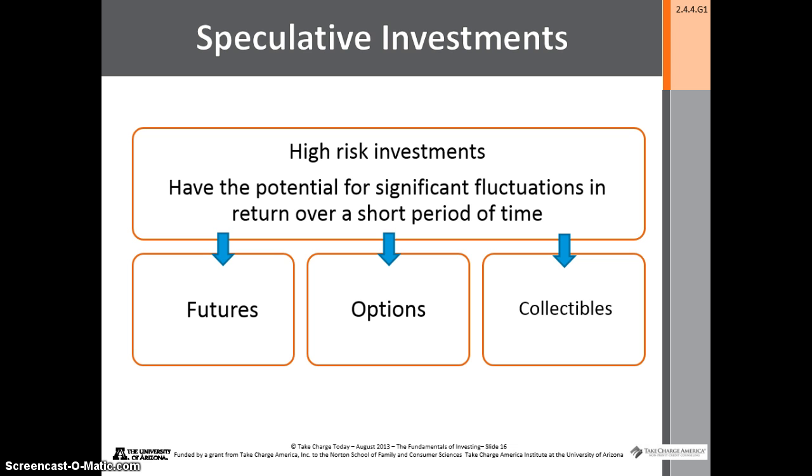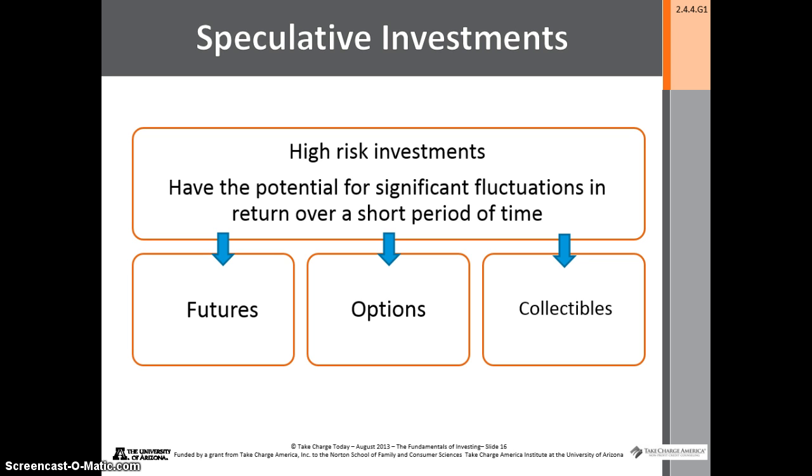Three examples here are futures, options, and collectibles. Futures market is like an auction market in which participants buy and sell commodities or future contracts for delivery on a specific date. So an example might be wheat or cattle. So this is some type of market where you have a future contract. It has to grow or whatever, and then the delivery will come later.